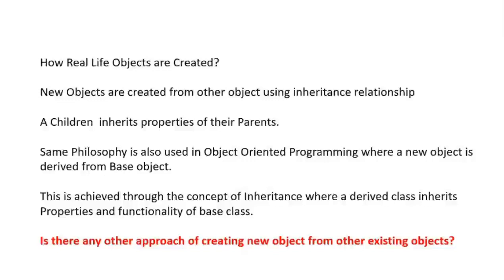It's usually an easier relationship, in which a child object inherits properties from its parents. This philosophy is also used in object-oriented programming, where a new object is derived from a base object. In an inheritance relationship, a derived class or derived object inherits properties and functionality of the base class. So this is one way of creating a new object. Is there any other approach of creating a new object? We have to see this.